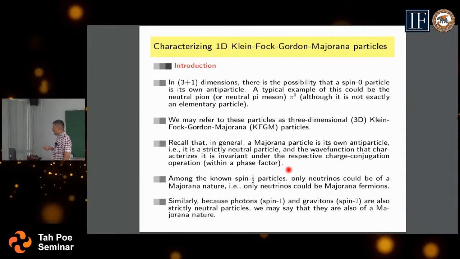Okay, recall that in general, a Majorana particle is its own antiparticle. So it's a strictly neutral particle. And the wave function that characterizes this particle is invariant under the charge conjugation operation, within a phase factor. We all knew that. Among spin-1/2 particles, just neutrinos could be of a Majorana nature, because only neutrinos could be Majorana fermions. We know that.